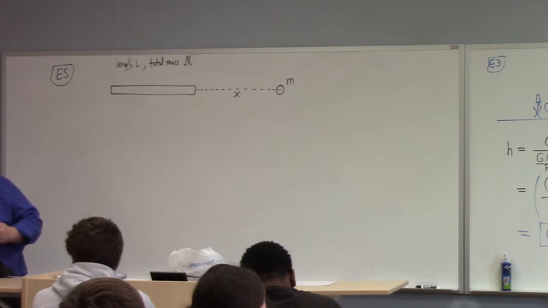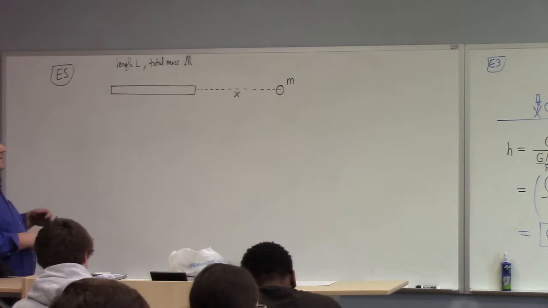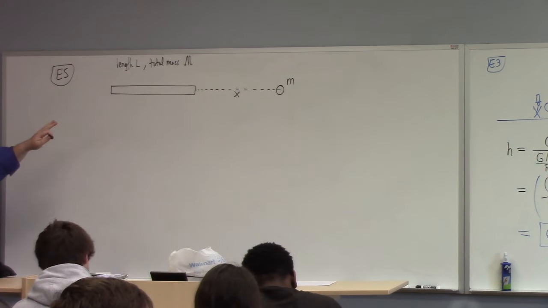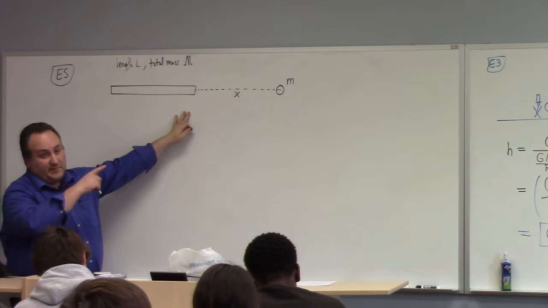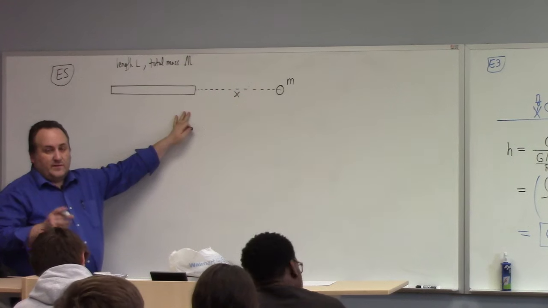All right. So to figure out how much potential energy this uniform rod has, we can think about it in terms of the last example. So imagine this.